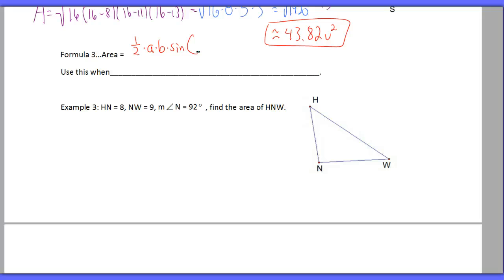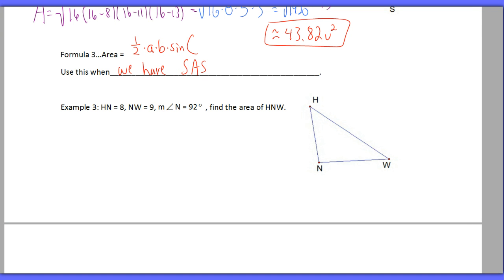Yet another tool for us to have. We're going to use this when we have side angle side. So last time we had a side, side, side. We didn't have to solve the triangle. We wanted to find the area, so we could use Heron's formula. Now we have side angle side. We're not trying to solve the triangle. We're just trying to find the area. We're going to use this one.